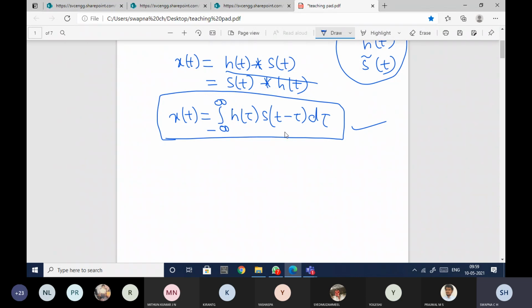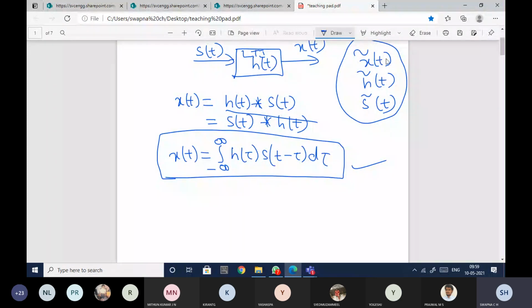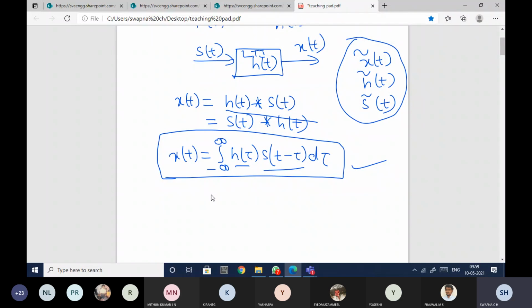But I don't want the relationship between X of t, H of t and S of t, but I want the relationship between X tilde of t, H tilde of t, S tilde of t. In order to do this, we will represent this H of tau, S of t minus tau by using the pre-envelope. So what is pre-envelope? If you just recall, we know how to represent the pre-envelope equation. H of t is a bandpass system. So H plus of t we will write as H of t plus j H tilde of t.